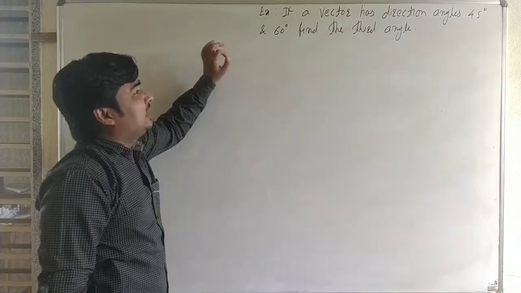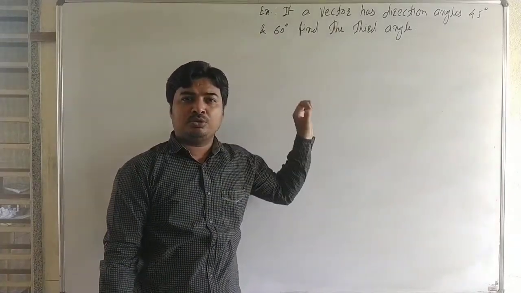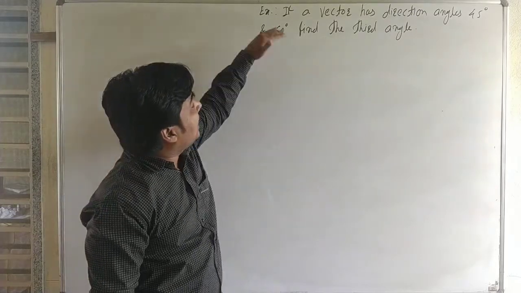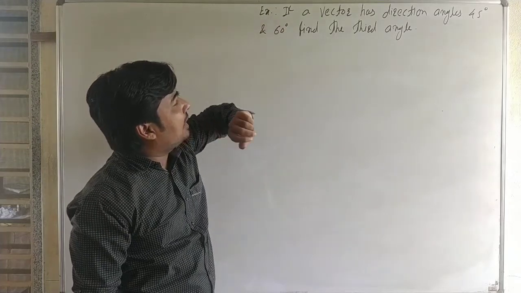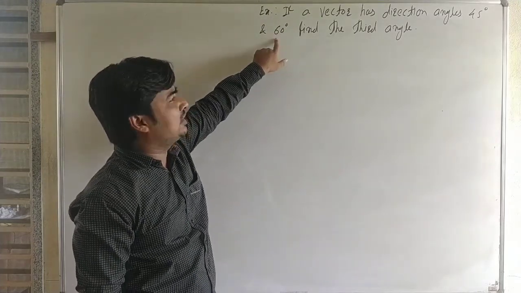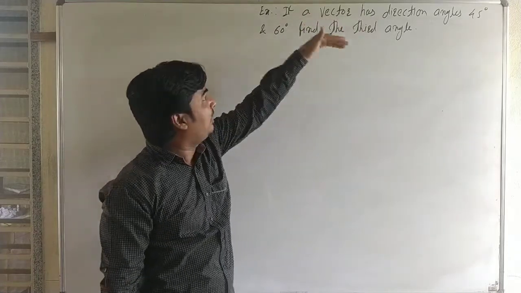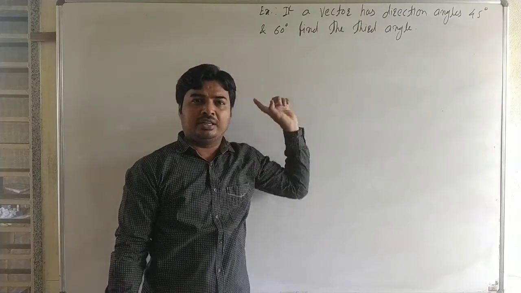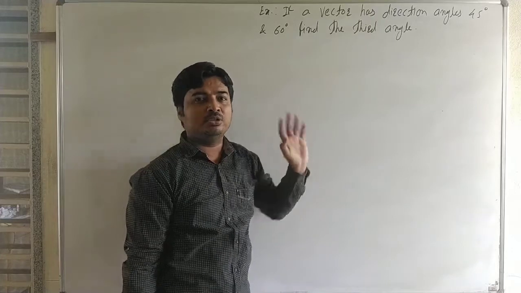We know the relation between the direction angles: cos square alpha plus cos square beta plus cos square gamma is equal to 1. Here two angles are given, suppose alpha and beta. We want to find the third angle, gamma, and the relation is cos square alpha plus cos square beta plus cos square gamma is equal to 1.